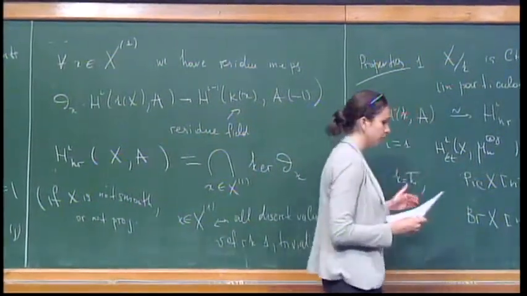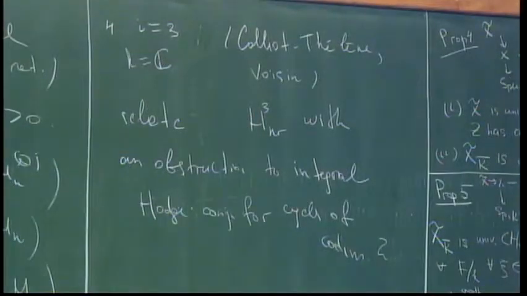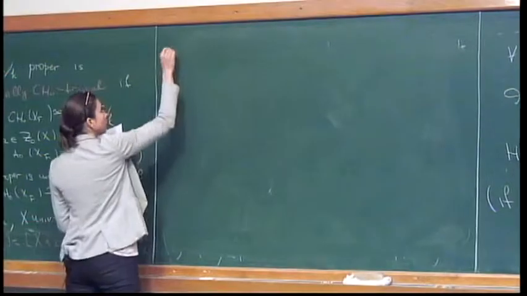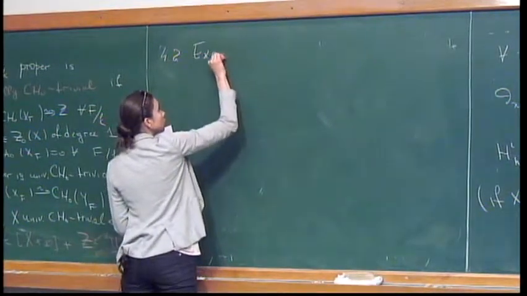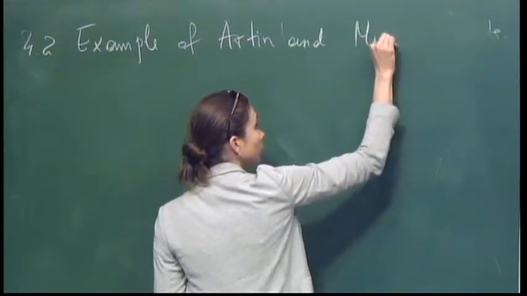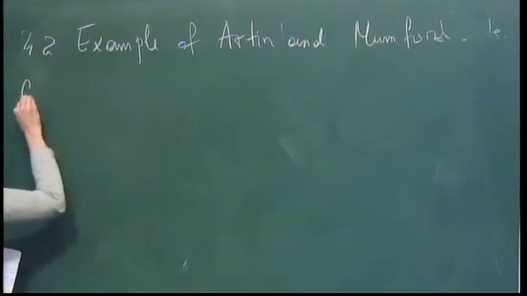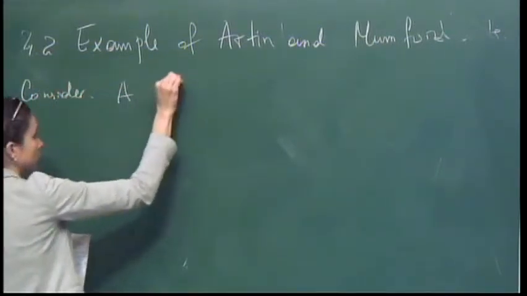Now that's all for these invariants, and I will give you two basic examples of varieties with non-trivial invariants. Here we go. The first one will be the example of Artin and Mumford. Here we will be over C, but actually Q bar works as well. So consider the following data.